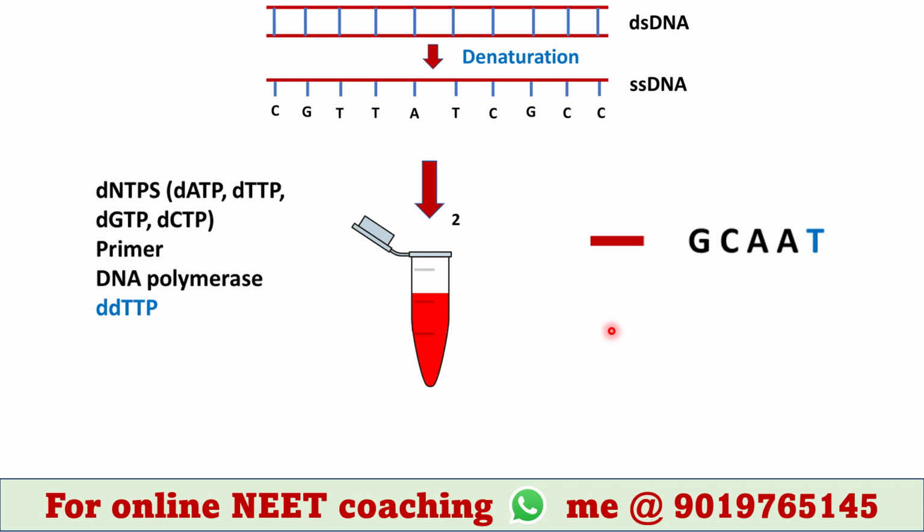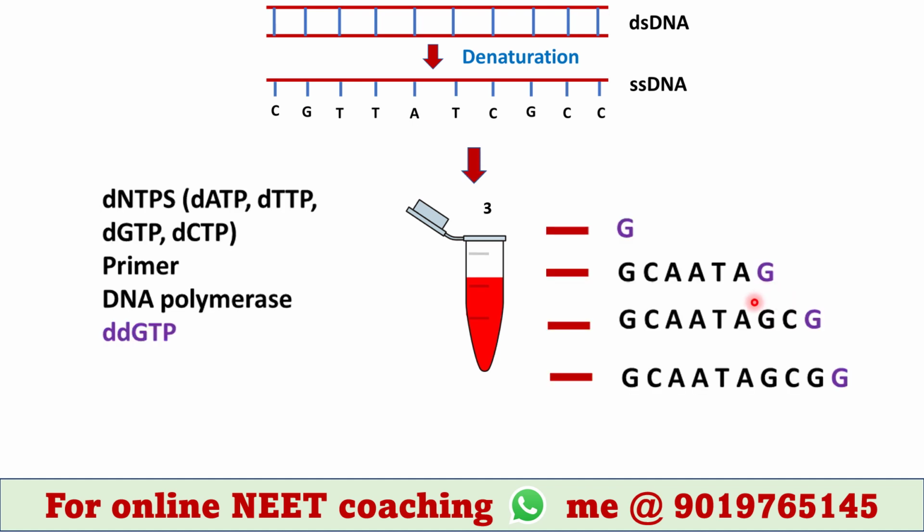Let's see tube 2 next. Here, ddTTP is used. That means it will be incorporated in DNA when the complementary base is adenine in template DNA. As the template DNA contains only one adenine, ddTTP could be added only once. Hence, we will get only one type of DNA fragment here.